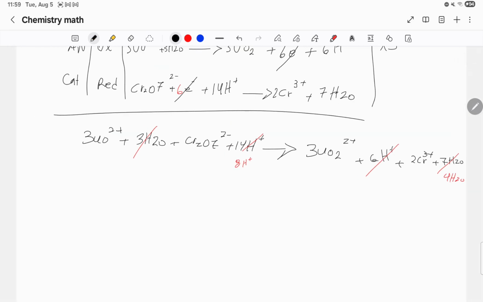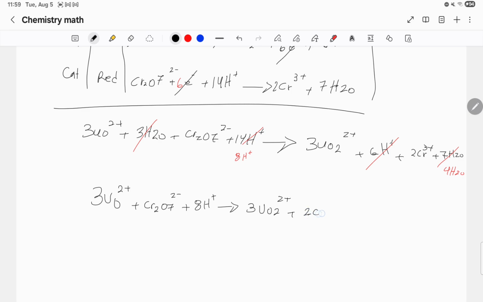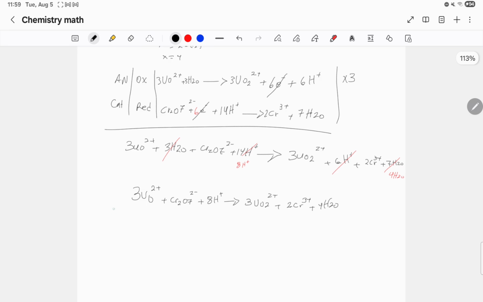And I don't believe there's anything else for me to cancel out, so my final balanced equation is 3UO2 plus Cr2O7 2 minus plus 8H plus, gives 3UO2 2 plus, 2 Cr3 plus, 4 water. Very simple, right? That is my balanced reaction.